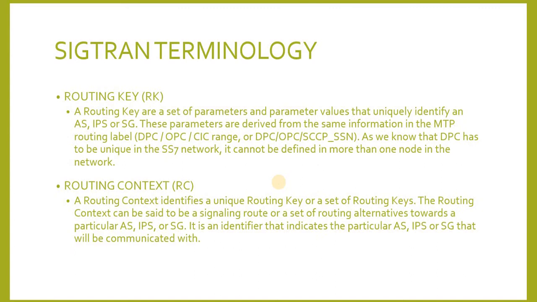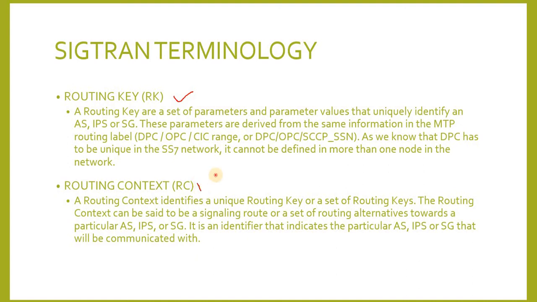Routing key, RK. A routing key is a set of parameters and parameter values that uniquely identify an AS, IPS or SG. These parameters are derived from the same information in the MTP routing label. DPC/OPC/SIC range or DPC/OPC/SCCP_SSN. As we know, a DPC has to be unique in the SS7 network; it cannot be defined in more than one node in the network.